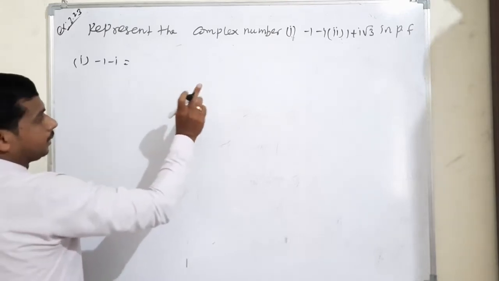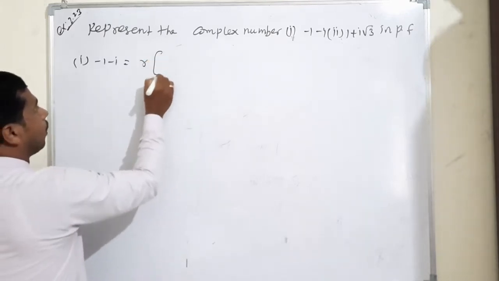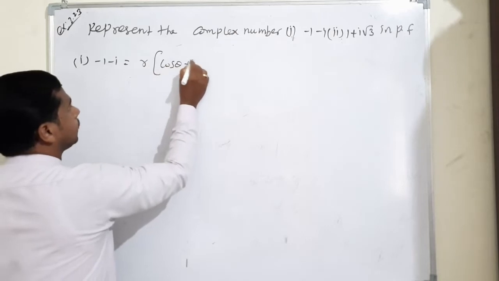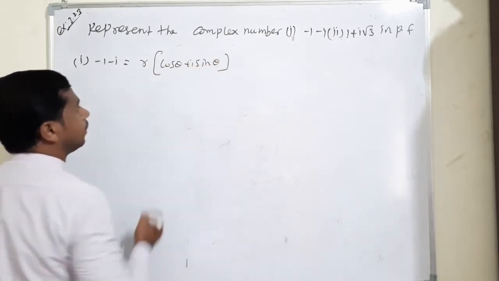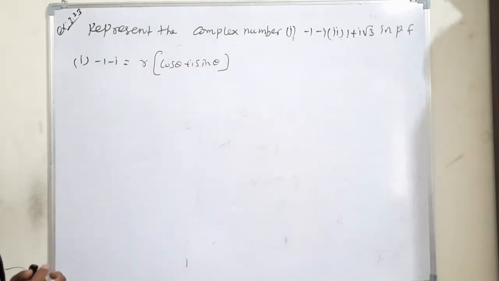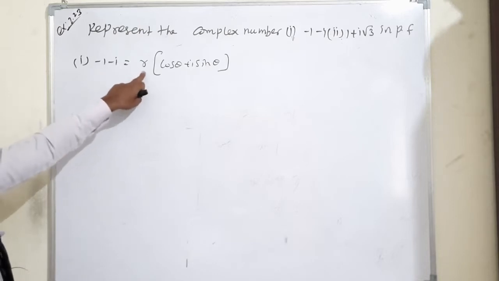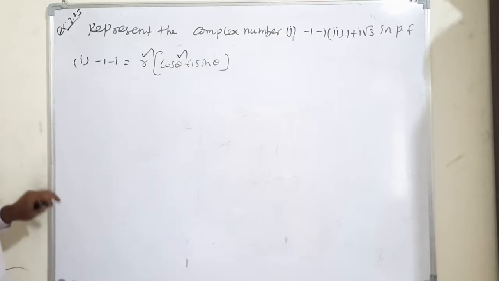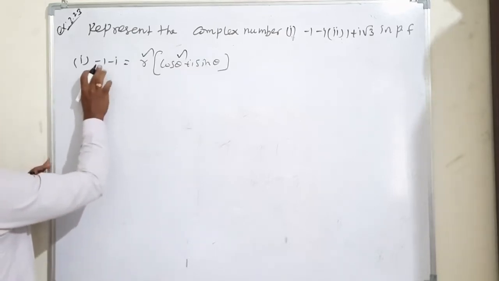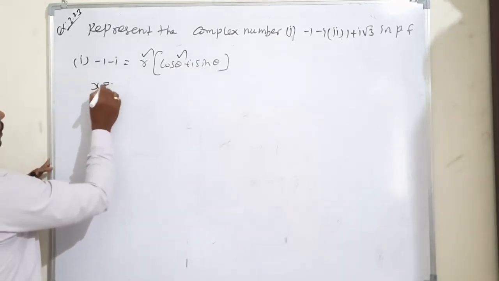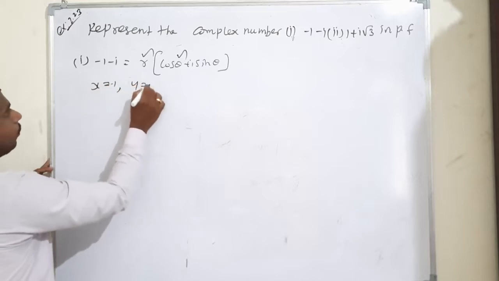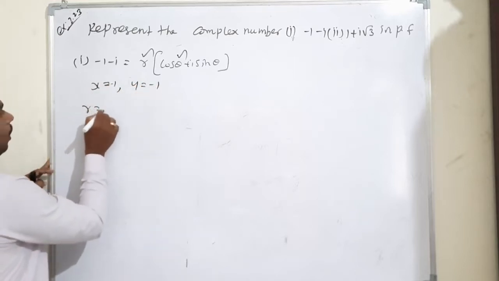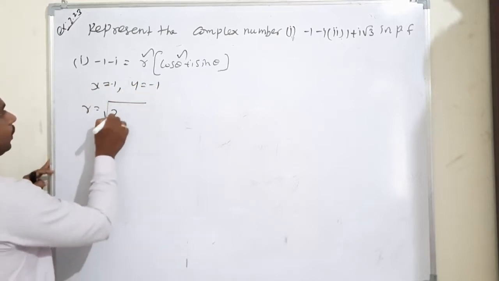Normally the basic polar form is r of cos theta plus i sin theta. For the basic polar form, first we need to find out r and theta also. How to find out r? First we have to take it. What is the value of x? Minus 1. What is the value of y? y also minus 1.